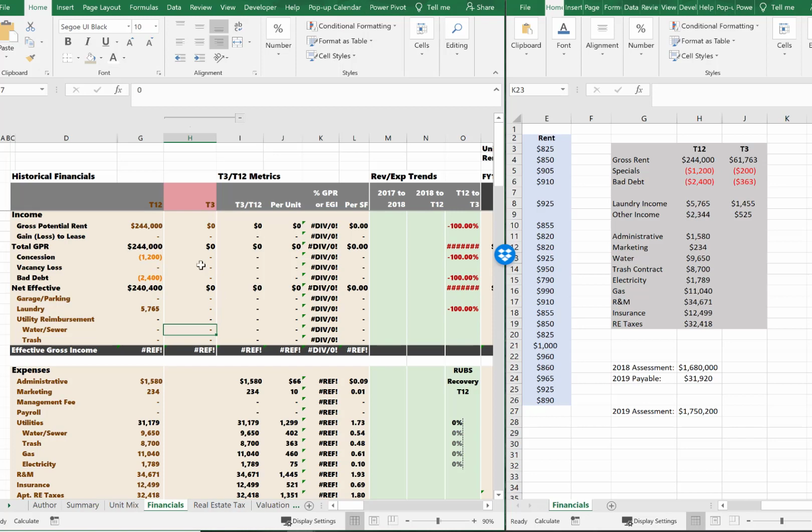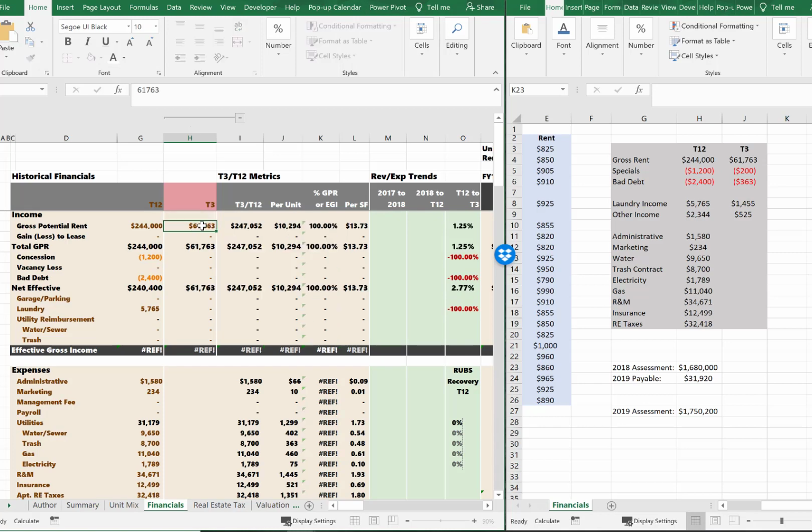So now I'm going to enter in the T3 revenue items. So I'm going to go back, reference the financials here off to the right. Revenue, $61,763. Concessions, -$200. Bad debt, -$363. Laundry income, $1,455, and other.